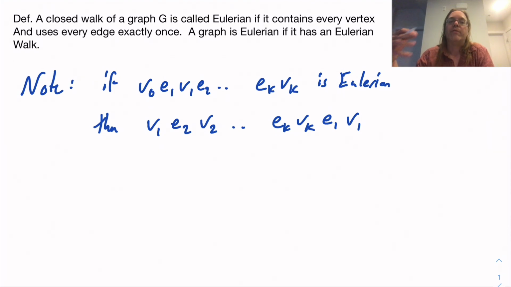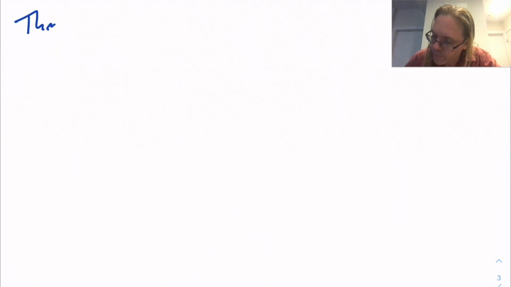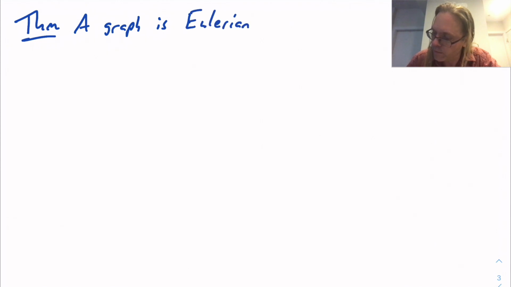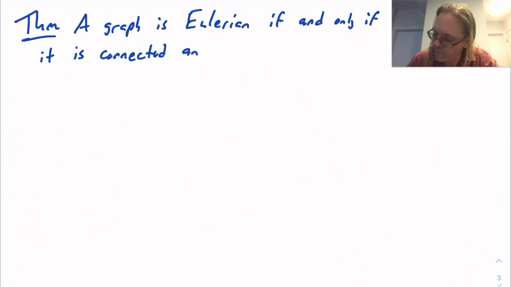And in fact, what Euler proved, that's our theorem for today, is that those conditions, which obviously you need, are in fact sufficient. So that's going to be our theorem. Let me write it. So our theorem is that a graph is Eulerian if and only if it is connected and every vertex has even degree.